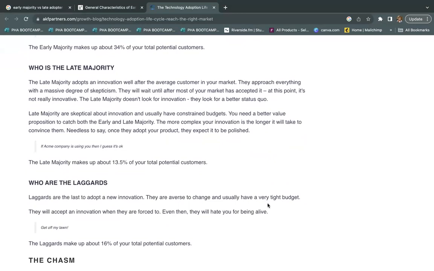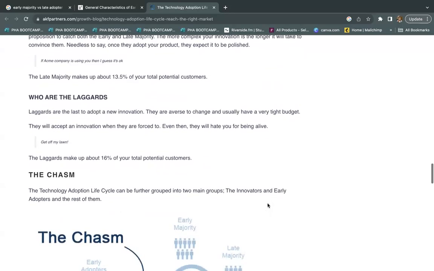Late majority, these ones, after everything has ended, that's when they will come in, like I just said. Then the laggards, sometimes they don't even use the app. They're averse to change, and they usually have very tight budgets. So they will only accept innovations when they are forced to. And even then, they will hate you for being alive. So the laggards make up about 16% of your total potential customers.